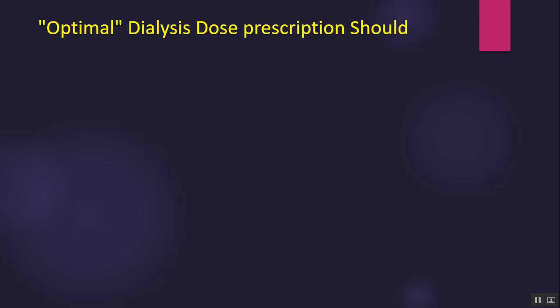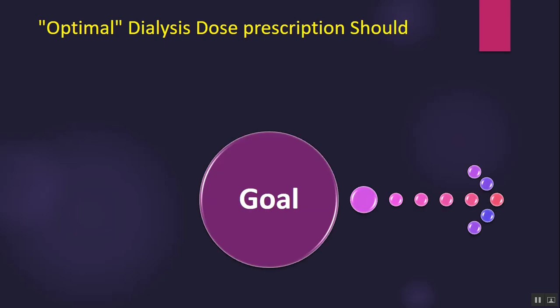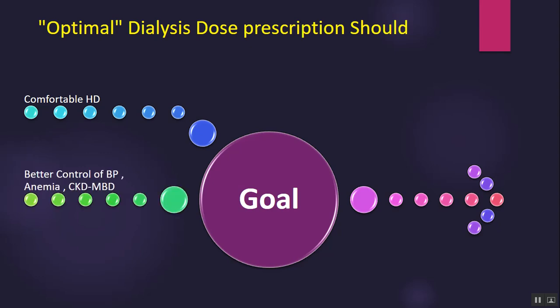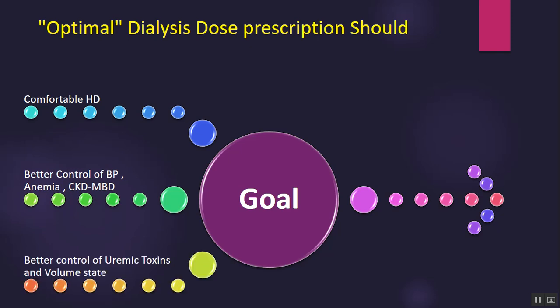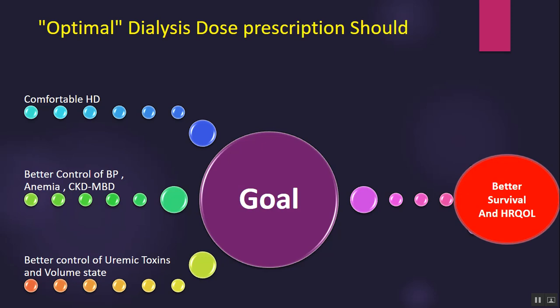The optimal dialysis dose prescription. ايه الجول اوف ثيرابي؟ لازم يبقى عندي comfortable hemodialysis, better control of blood pressure, anemia, mineral bone disease, better control of uremic symptoms, removal of much of uremic toxins and volume state, and subsequently better survival and health related quality of life.